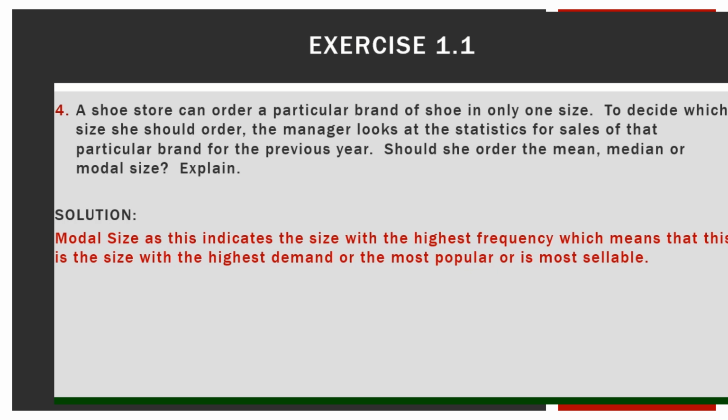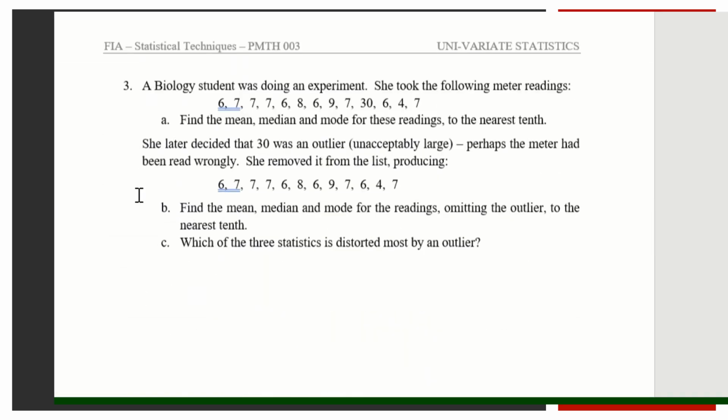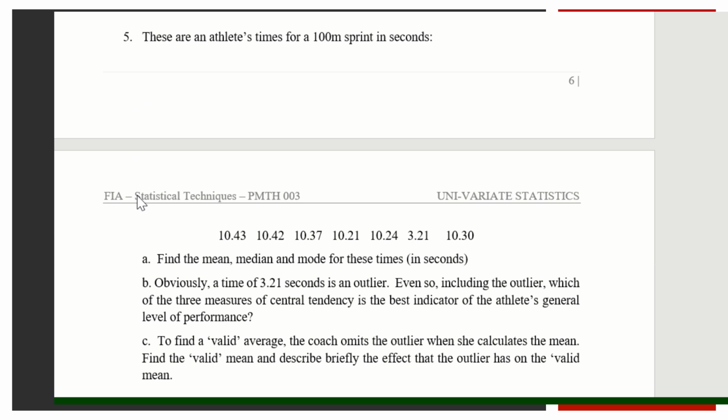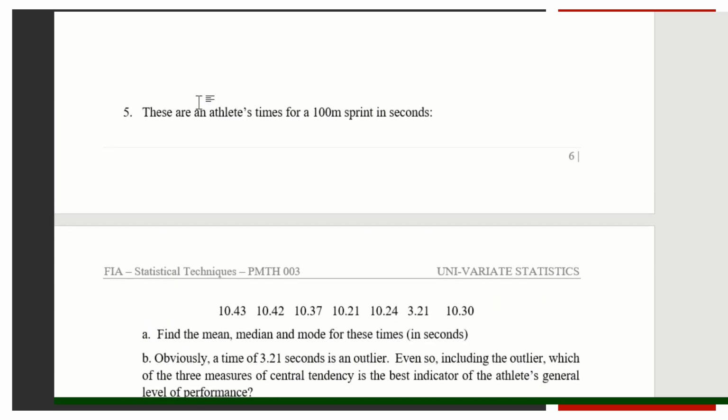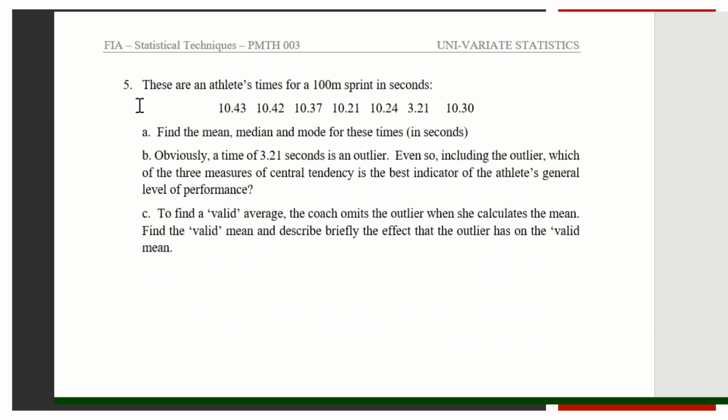All right. Okay, question 5. They've given you the values here. Find the mean, median, and mode. Now this is ungrouped data. You need to rearrange it from small to big first. Rearrange from small to big, then find your original mean, median, and mode.